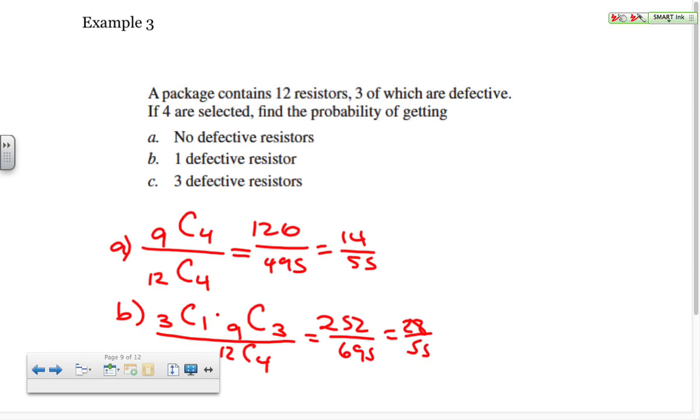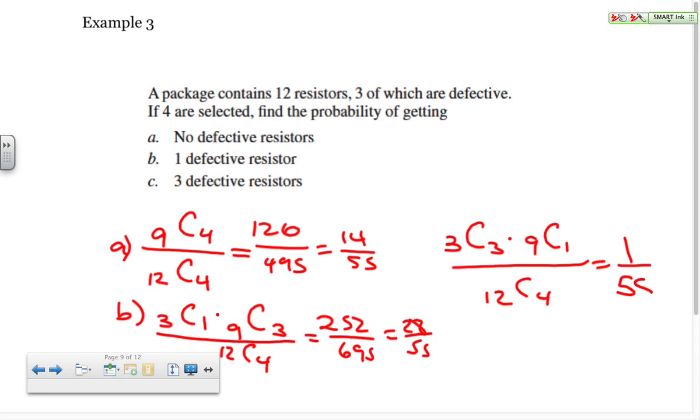And the last one, C, 3 defective resistors. So we have 3 that are defective and 1 that is not. So we're going to choose all 3 of them, 3C3, times 9C1, divided by, again, the 12C4. Alright, so there are our different probabilities. Obviously, the last one, getting all 3 defective resistors, has the lowest probability, if you compare the fractions. The middle one is probably the most likely at this point, 1 defective and 3 that are not.